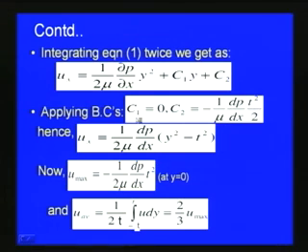Now we can substitute for C1 and C2 in this equation, so that the expression for velocity is obtained as ux is equal to 1 by 2 mu dp by dx into y square minus t square. And if you want to find the maximum velocity, in this particular case the maximum velocity occurs at the center line. So, at y is equal to 0, the maximum velocity u max is equal to minus 1 by 2 mu dp by dx into t square.